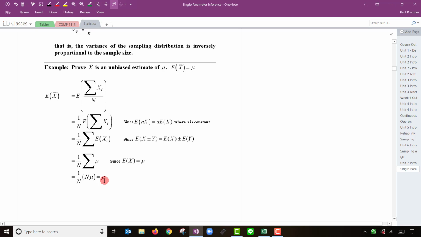You can do a similar thing with the expected value of S squared. You can also show the expected value of S squared equals sigma squared using similar algebra. It's a bit more involved actually. I'm not going to do it here.